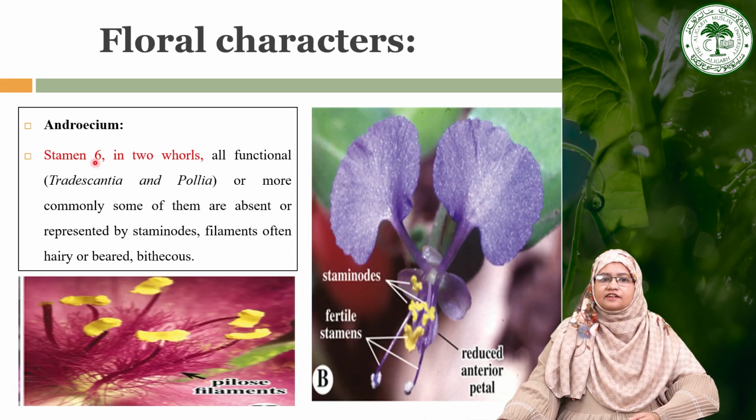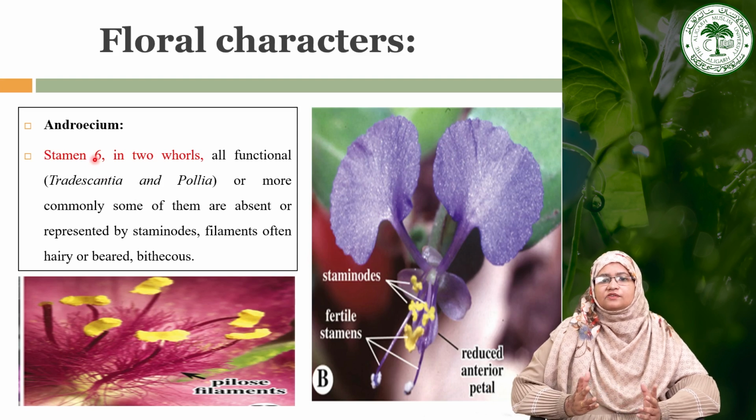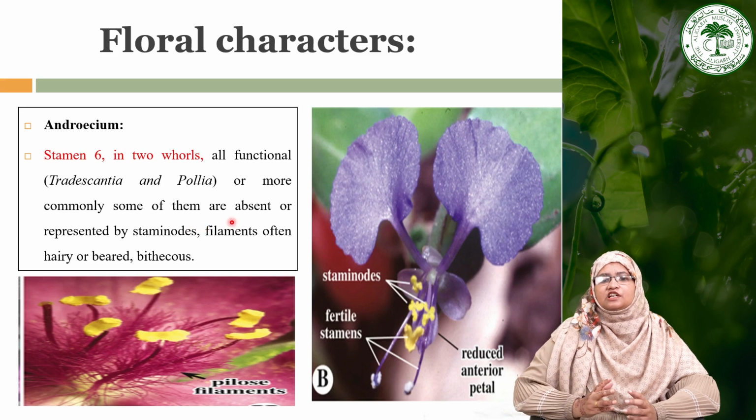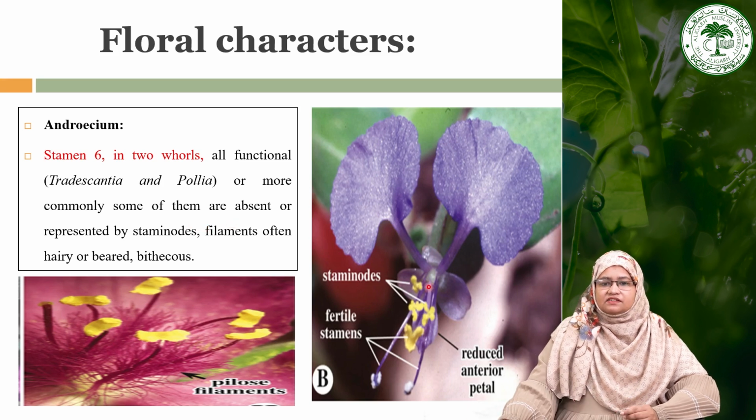As we have seen earlier, the number of stamens is 6, which are arranged in 2 whorls. In general, they are all functional, as in the case of Tradescantia and Pollia, or more commonly some of them are absent or represented by staminodes. As we can see here, these are the 3 fertile ones and these 3 are the staminodes. Filaments are often hairy, or beard like, and the anther lobes are bithecous. These hairy filaments are called pilose filaments or beard filaments.